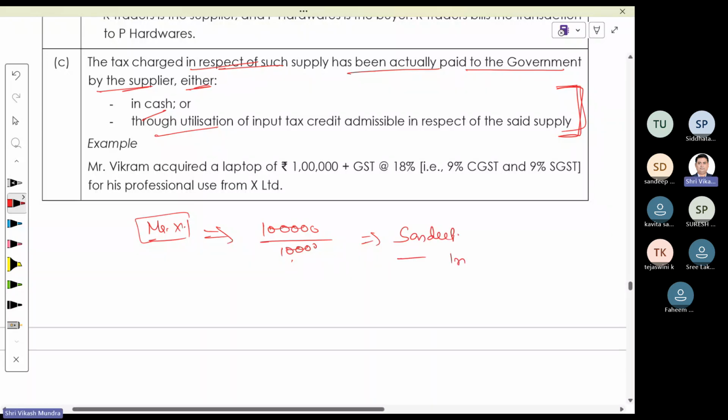Sandeep has a valid tax invoice, fine. Mr. X in his GSTR1 reported this transaction to the GST portal. On the basis of that GSTR1, in the report of GSTR2B of Mr. Sandeep, this transaction is reflecting.